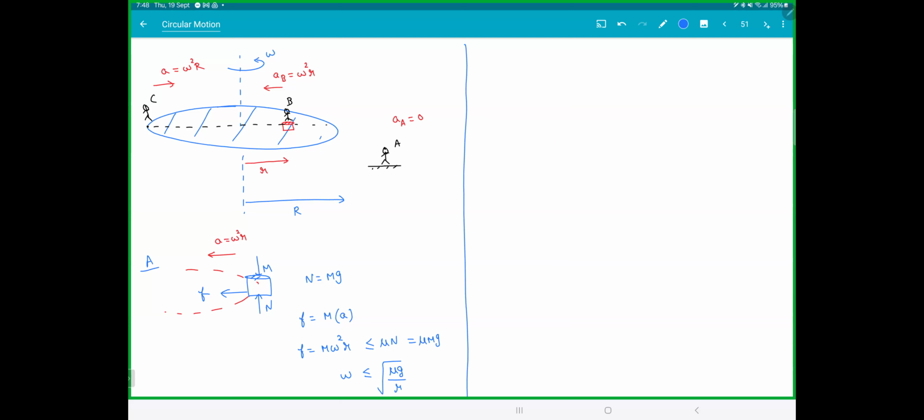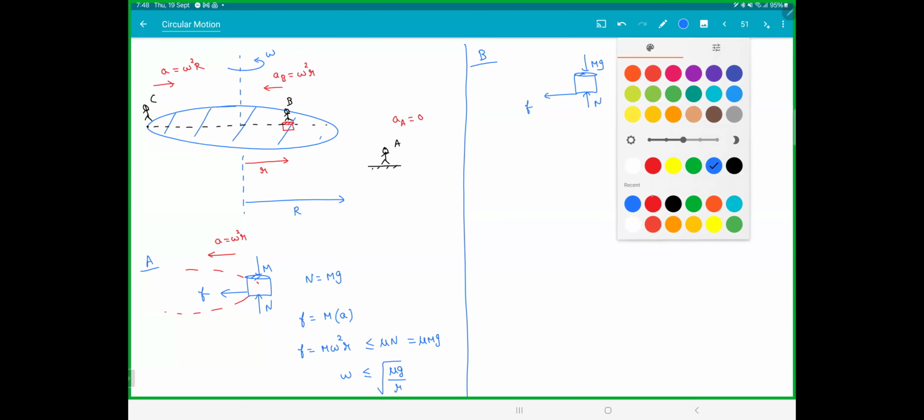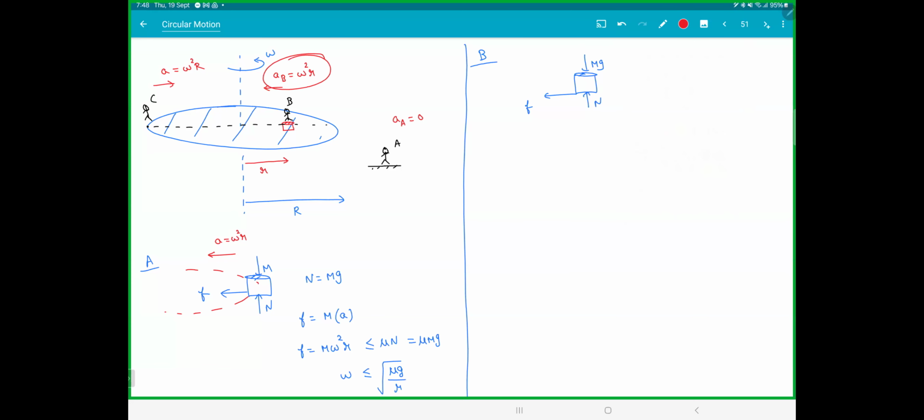Now, if you ask B to solve, what will he say? B will say, we have the coin, there is an mg, there is a normal reaction, there is a friction. Since I'm standing on this, my acceleration is omega square r inside, so there will be a pseudo force m omega square small r, the pseudo force, which is actually the centrifugal force. So pseudo force only, we are calling it centrifugal force. As long as you remember that, you will start understanding stuff.